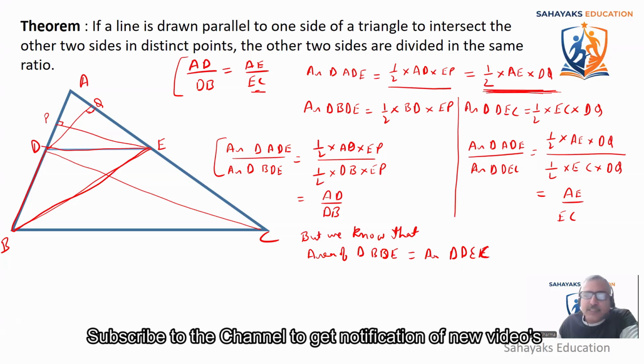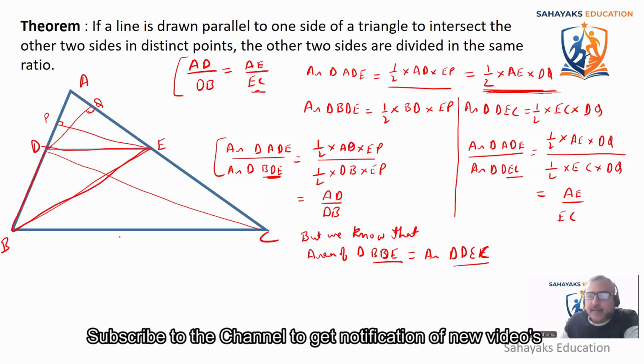Why is it same? Because these lie between the same parallel lines, as we discussed just now. We just proved earlier that two triangles between the same parallel lines and on the same base will have the same area. So area of triangle BDE is equal to area of triangle DEC. So area of triangle BDE and area of triangle DEC is same.